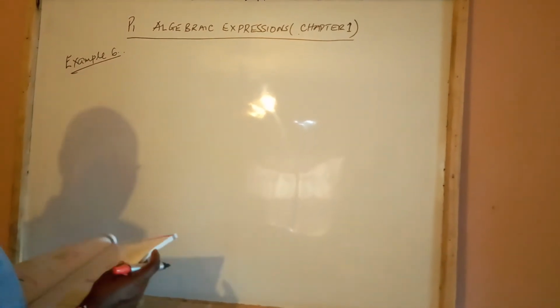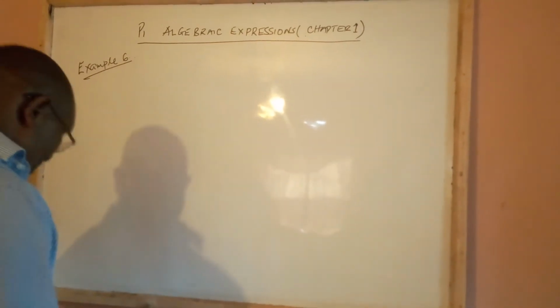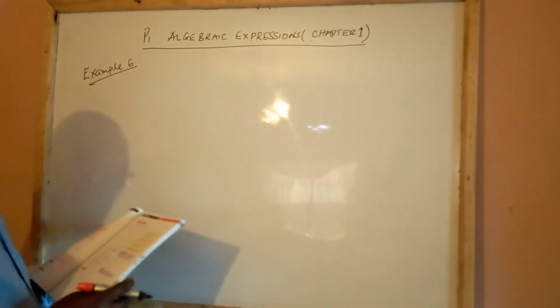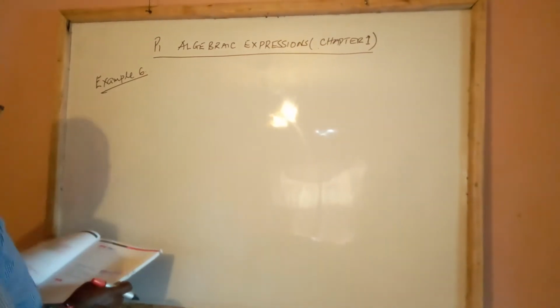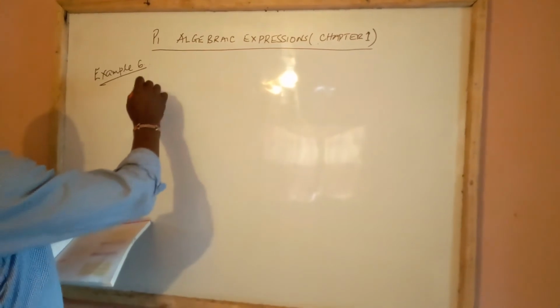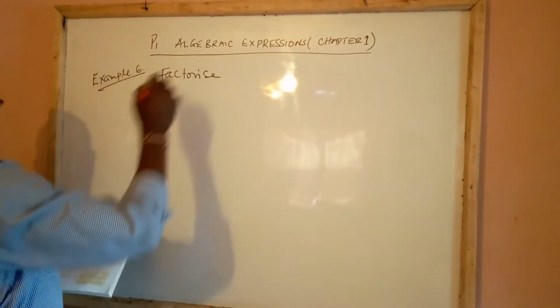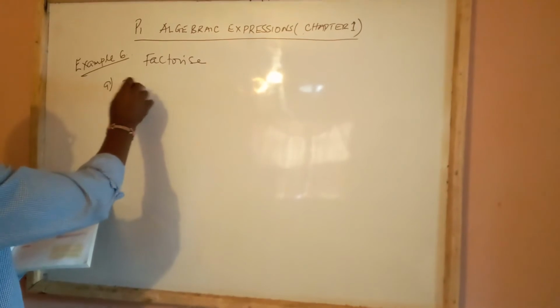The moment we are talking about factorizing, we simply collect the like terms and place them outside a specific bracket, as will be illustrated in example 6. In example 6 part A, the question is: factorize the following expressions completely. In part A, we have 3x plus 9.